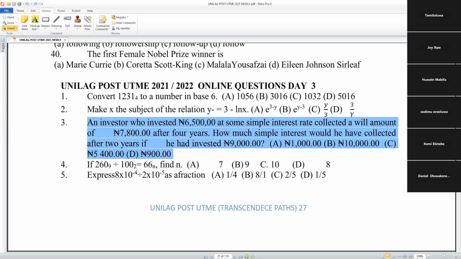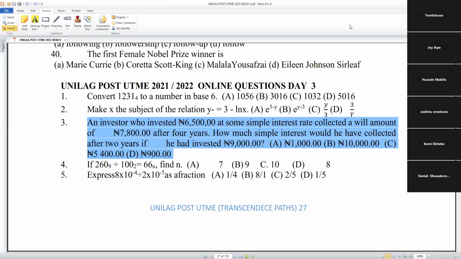Now looking at this question, they gave us the amount. They did not give us the simple interest. They said the amount is 7,800 after 4 years. The time is equal to 4 years. Then they ask how much simple interest would have been collected after 2 years if he had invested a different amount. Now the question is divided into two pieces. Let's look at the first piece.